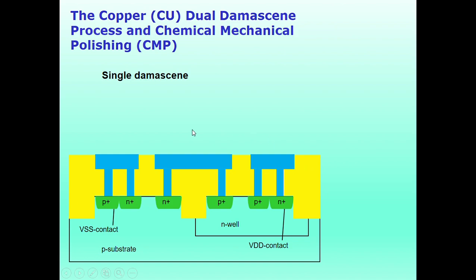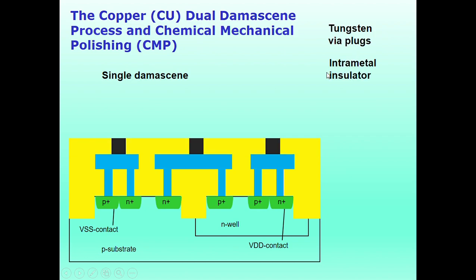This is the layout of the simple inverter we already designed in our last slide. First I will show you the single Damascene process. These are the steps of the single Damascene process. Here you can see tungsten via plugs, and the intermetal insulator.